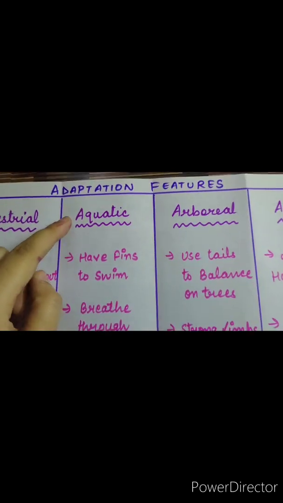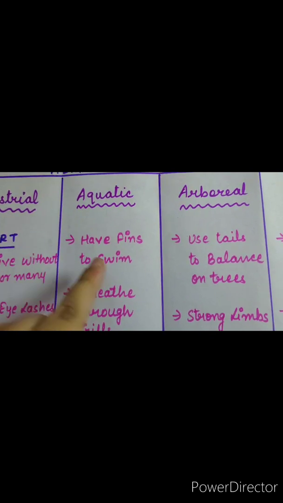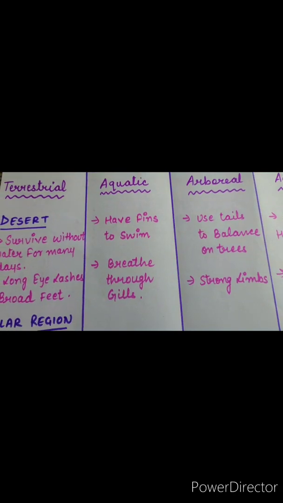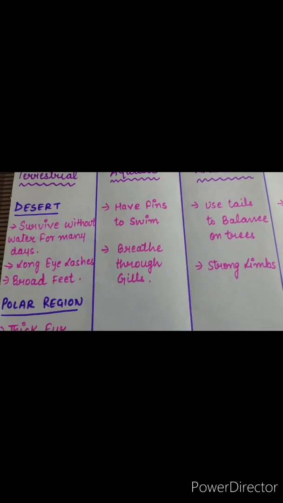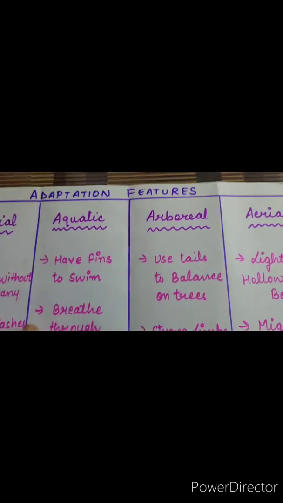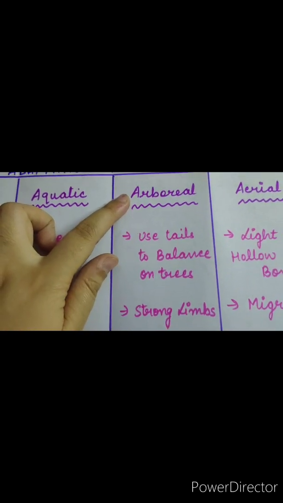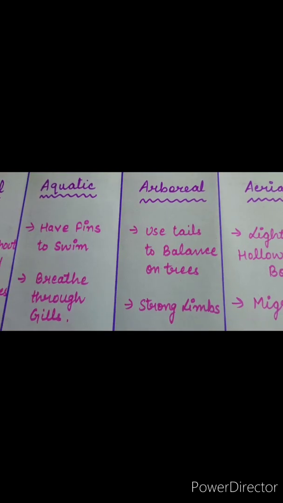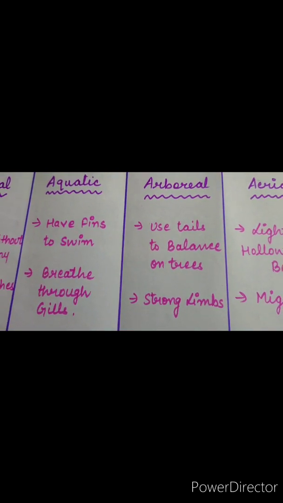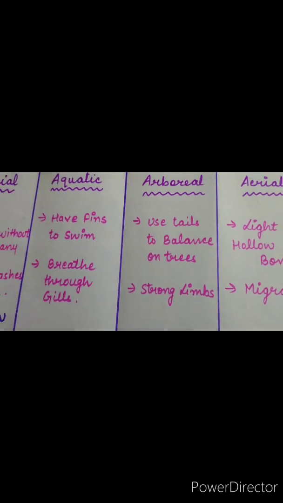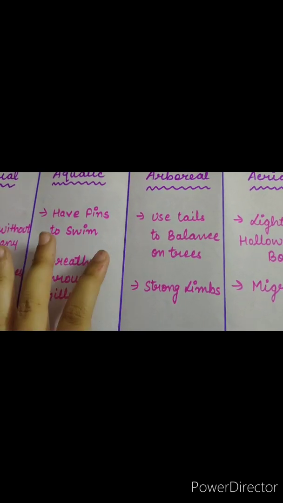Okay. Come to aquatic. Aquatic animals have fins to swim and breathe through gills. Some aquatic animals, for example, whale, don't have gills, so they come up to the surface of the water to breathe. Okay, now come to arboreal animals. As we know, they spend most of their time on trees, so they have tails to balance on trees. Second, they have strong limbs so that they can climb easily on trees.